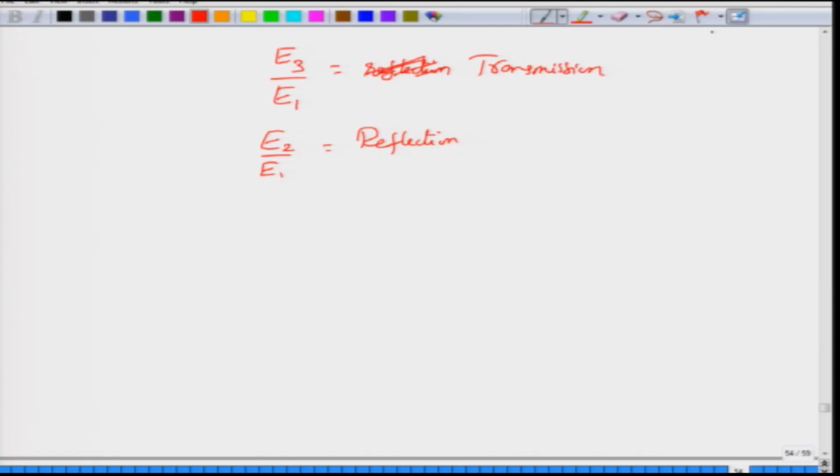Since I am running out of time, I will stop here and we will start from these expressions, derive the electric transmission coefficient and reflection coefficient, and also tell you about that peculiar scenario where Snell's law actually fails. Thank you very much.